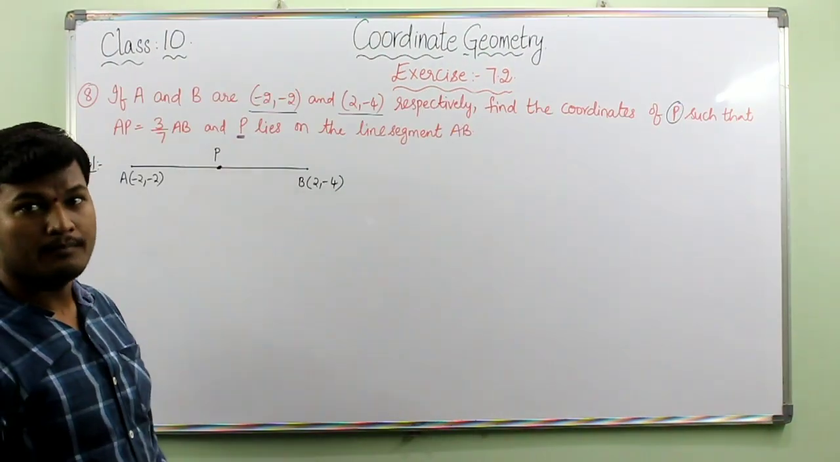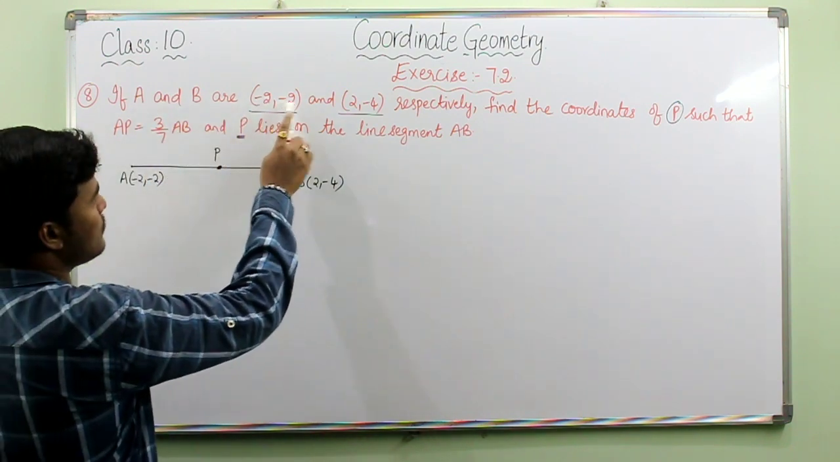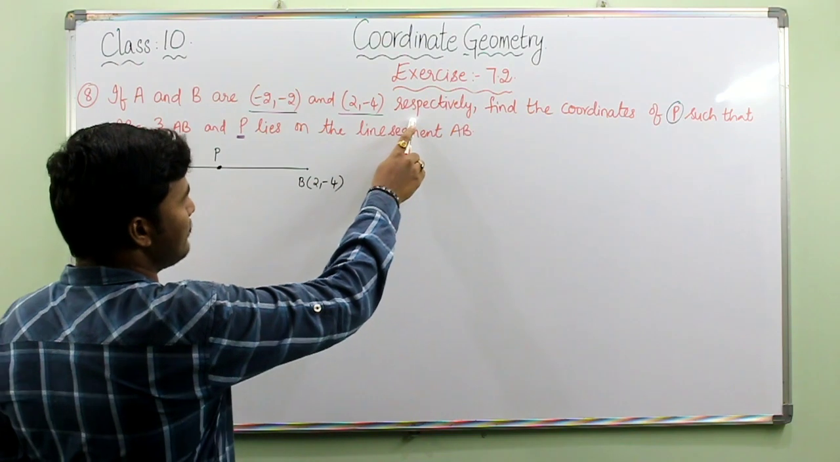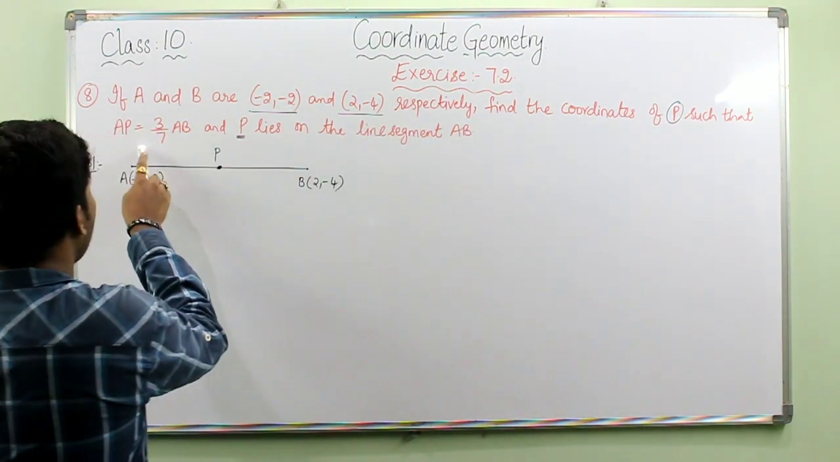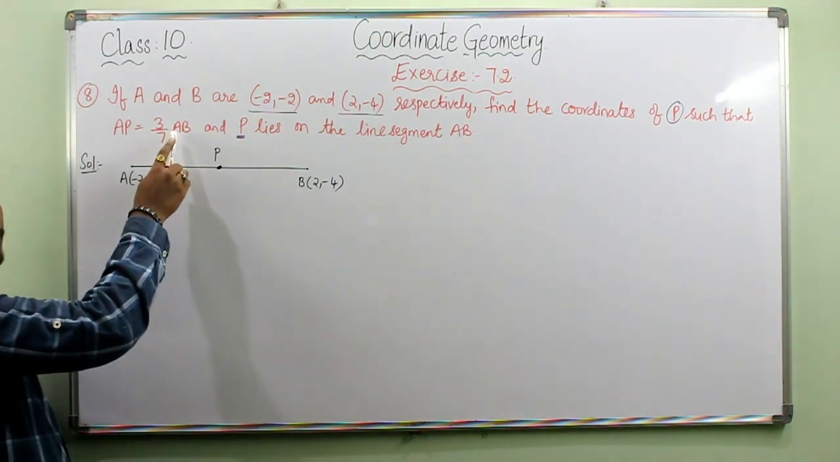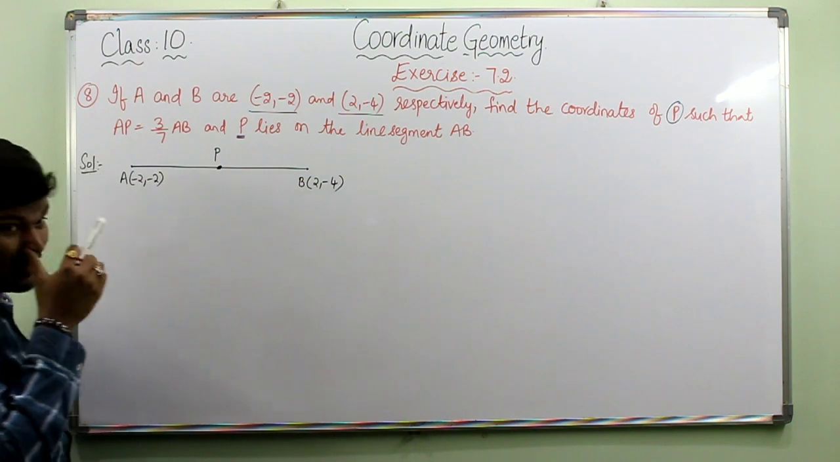The eighth problem: if A and B are (minus 2, minus 2) and (2, minus 4) respectively, find the coordinates of P such that AP is equal to 3 by 7 of AB, and this P is lying on the line segment AB.